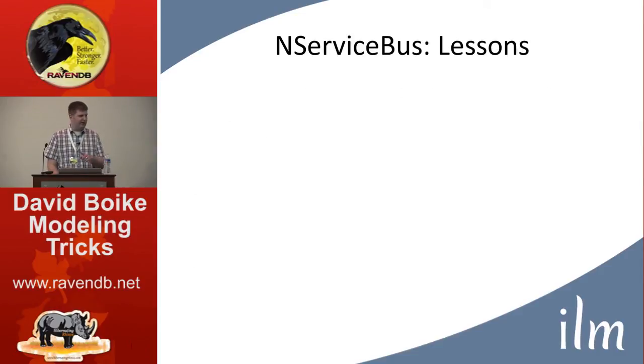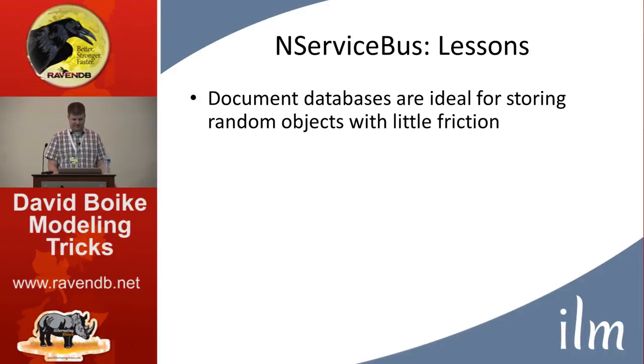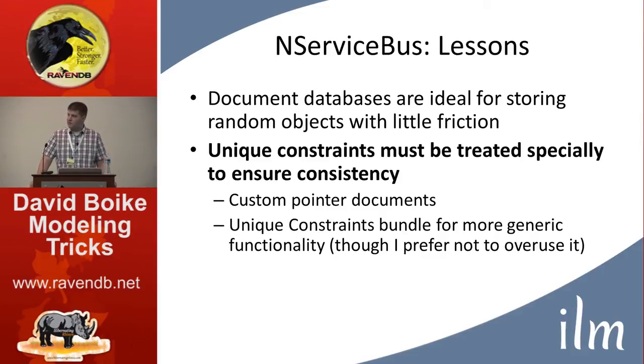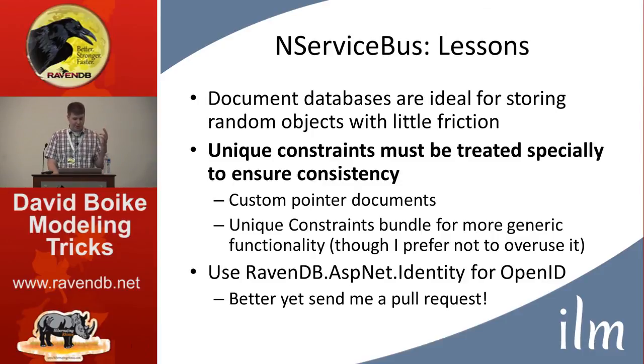So what can we learn from our kind of long-winded talk through NServiceBus? Document databases are ideal for storing random objects with little friction. They're perfect for that, and that's why NServiceBus chose them. But unique constraints are a special case, and we have to treat them specially to ensure consistency. So that means either custom pointer documents, or you can use the unique constraints bundle for more generic functionality, although if I care about the content of the documents and I'm not just using it as a means to an end, I usually roll my own, because then I can put another property in it or do whatever I need to make that application work better. And use my NuGet package for OpenID.